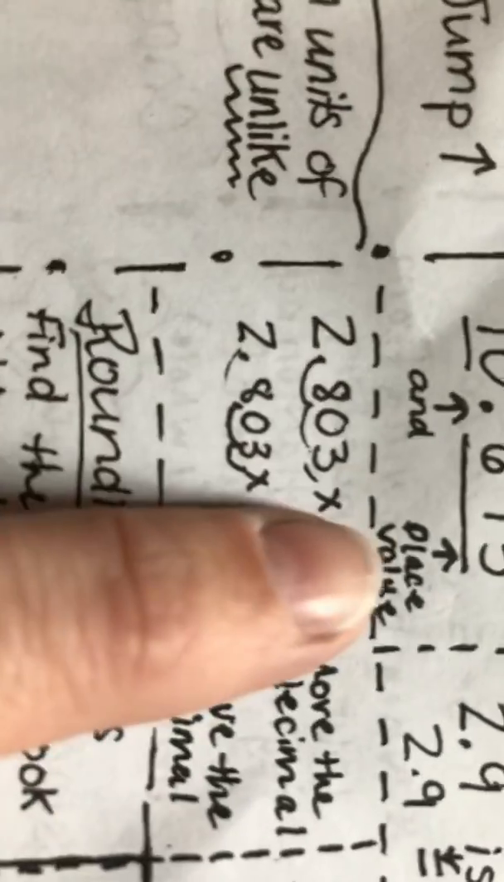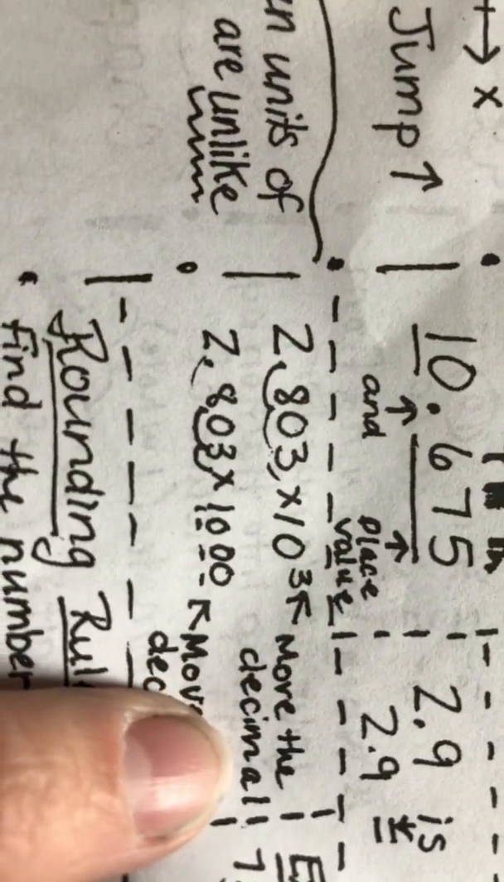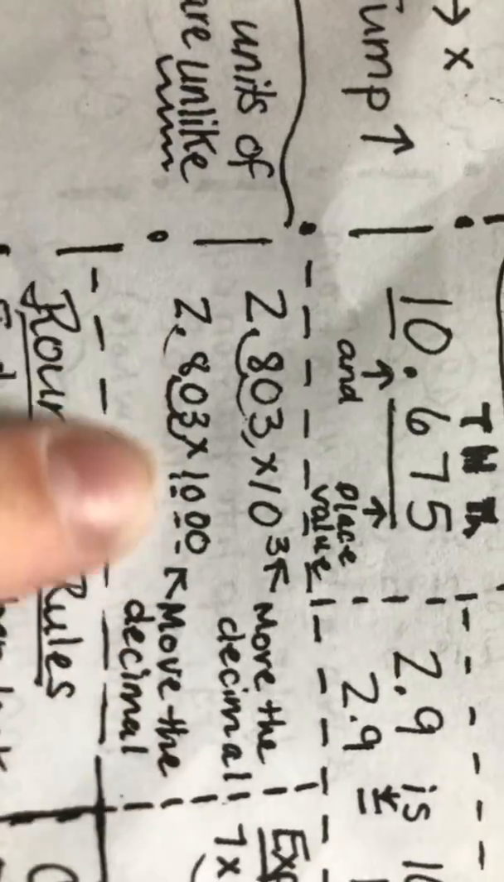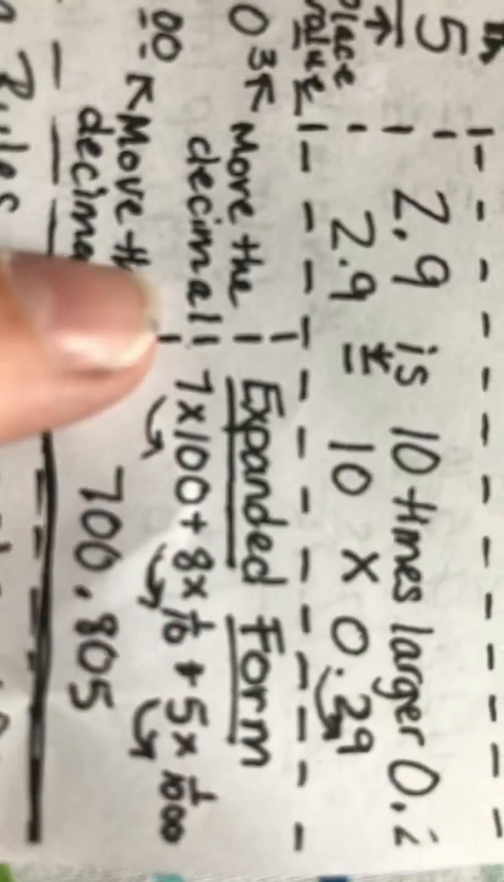Then we had this little dilly bob here. I can multiply this by 10 to the power of 3. Tells me how many times to move the decimal. If I want to multiply by 1,000, tells me how many times to move the decimal. Count my zeros, move it that many times, same difference. Expanded form, this right here threw a couple people off today.